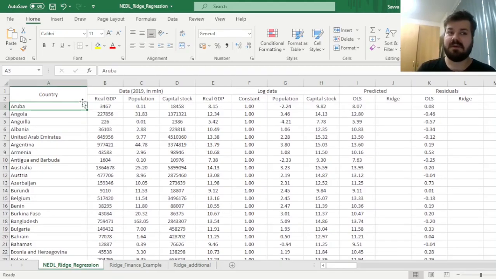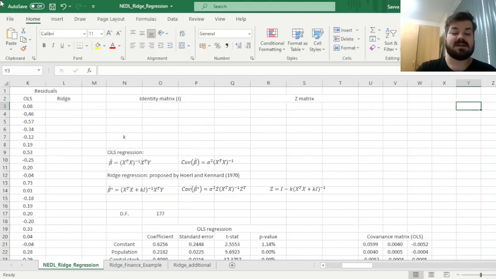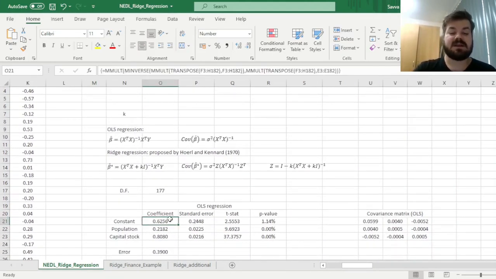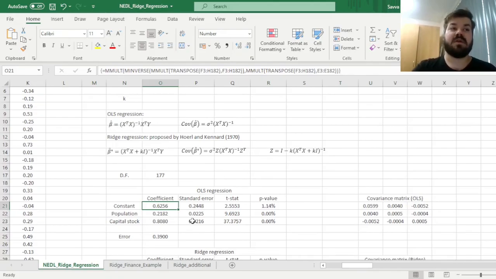That is a very simple multiple regression case where we try and estimate production functions for a set of countries based on their real GDP, population, and capital stock. So basically we try to estimate the production function in terms of labor and capital. And here we regress the natural logarithm of real GDP onto a constant, natural logarithm of population in million people, and natural logarithm of capital stock in million dollars.